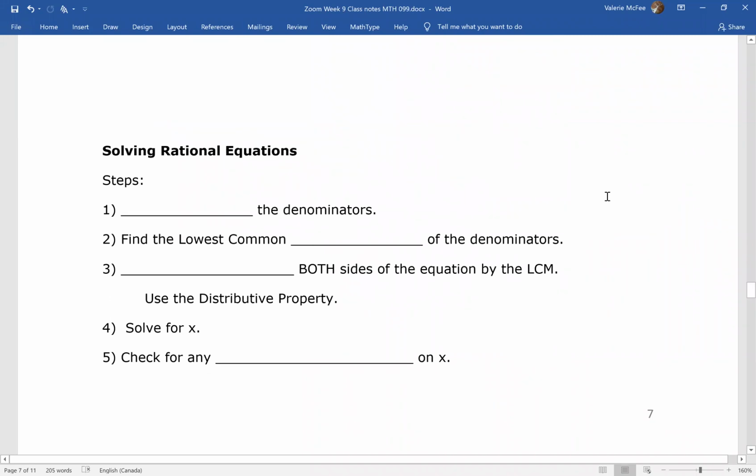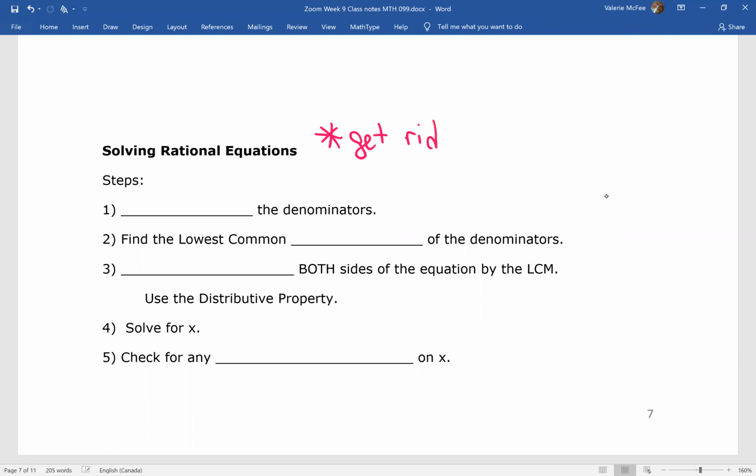Now we want to talk about solving rational equations. We did solve some basic equations that had fractions in them, but we haven't worked with x or another variable in the denominator. And I don't want you to get mixed up with addition and subtraction. If you think back to adding and subtracting rational expressions, we kept the denominator. Now, when we're solving rational equations, we want to remember that we're going to get rid of the denominator.